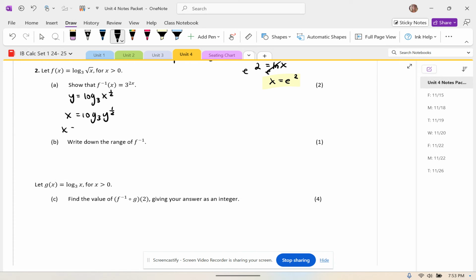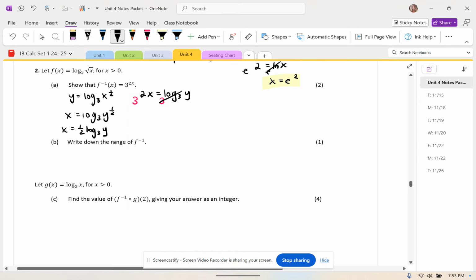So I'm going to drop that power down in front. Then I'm going to multiply both sides by 2 to clear the fraction. And then now I have log base 3 of y, and no log on the other side. So what I'm going to do is raise both sides to an exponential base of 3, and then I end up getting... Log base 3 of 3 cancels to 1, and I am left with the inverse of x is equal to 3 to the 2x.